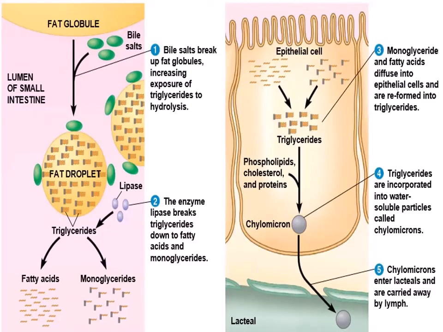And then with an enzyme called lipase, the triglycerides are broken down into fatty acids and monoglycerides. So those fatty acids and monoglycerides can be absorbed into the cell membrane itself, and then they can reform triglycerides in the cell. And then phospholipids and cholesterols and proteins combine with those triglycerides, and you get a chylomicron, which is now water soluble. So that chylomicron can be carried into the lymphatic system and eventually returned back to the blood.